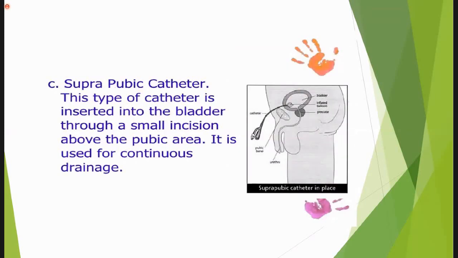And suprapubic catheter. This type of catheter is inserted into the bladder through a small incision above the pubic area. It is used for continuous drainage. If you fail to pass the urinary catheter through the penis and urethra, you can use the suprapubic catheter. You make a small incision above the pubic area, and then you insert the catheter through this incision.